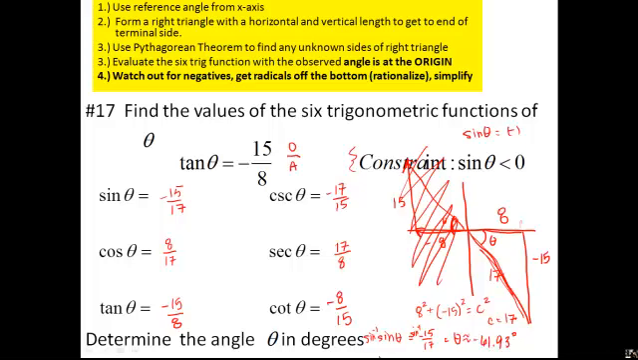61.93 degrees. And do keep in mind, you could have used the tangent as well. We could have done tangent inverse, and we would have gotten the same exact answer, which is theta, crossing this out, theta is equal to, well, tangent inverse of negative 15 over 8 is going to be approximately negative 61.93 degrees.